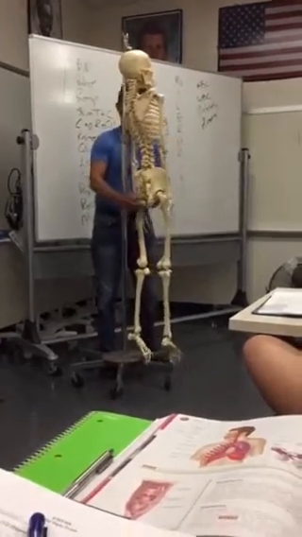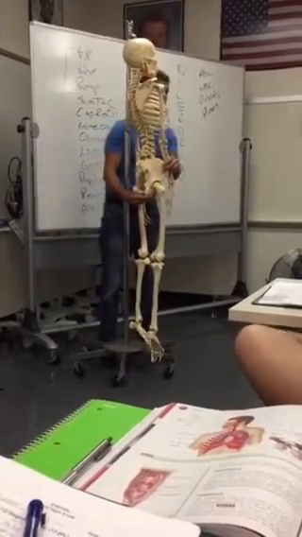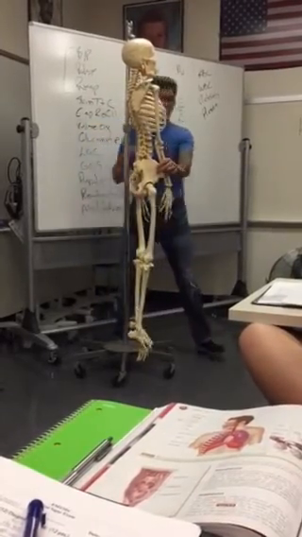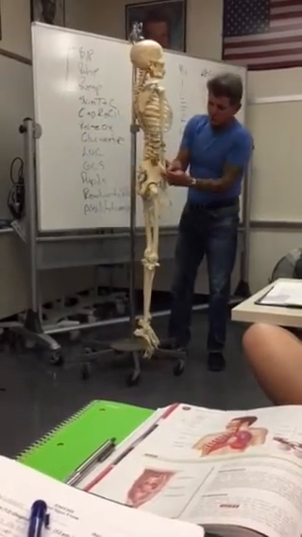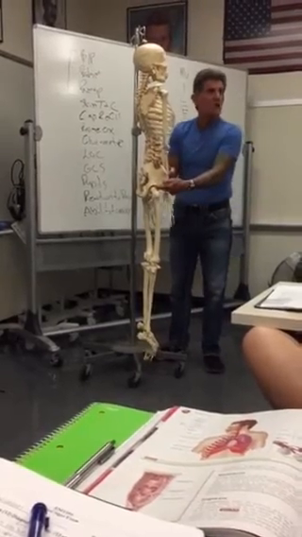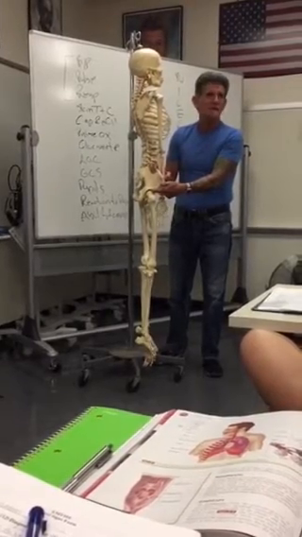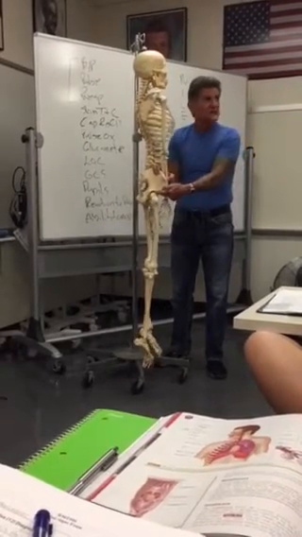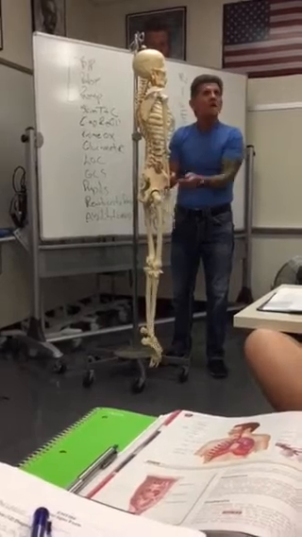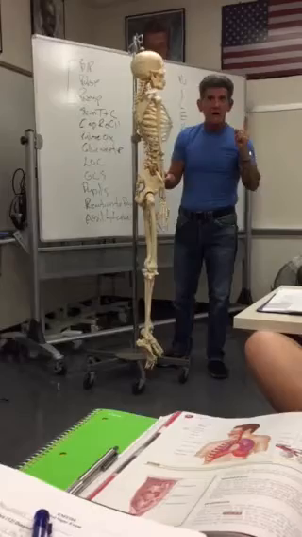Posteriorly, it turns into your butt bone, and your butt bone is called the ischial tuberosity. You have an indentation on each side of your pelvis right here, and that is called the acetabulum. What plugs into the acetabulum? The femoral head, the head of the femur. And that is a true ball and socket joint.